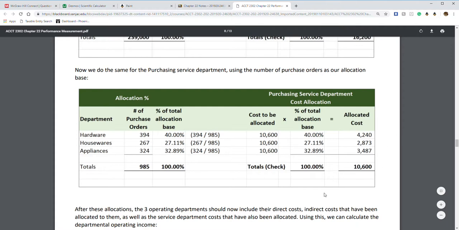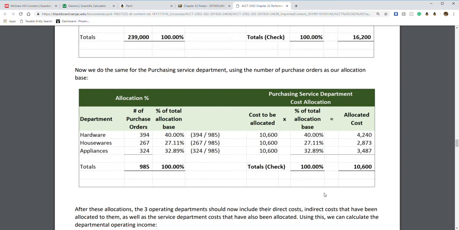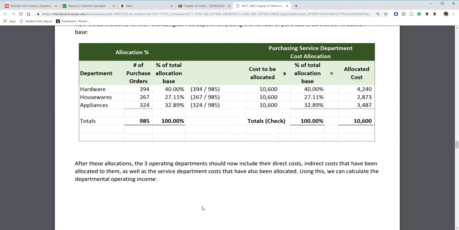Now that we did the service departments, and believe me, you're going to have software in the real world, and of course you've got technology to help you out because again, businesses have more than 5 departments. They're going to probably have a lot more. So this can get complicated. We're trying to keep it simple.